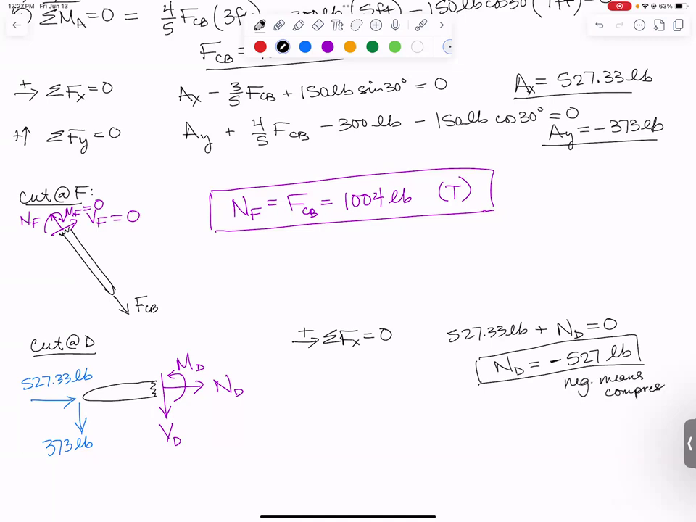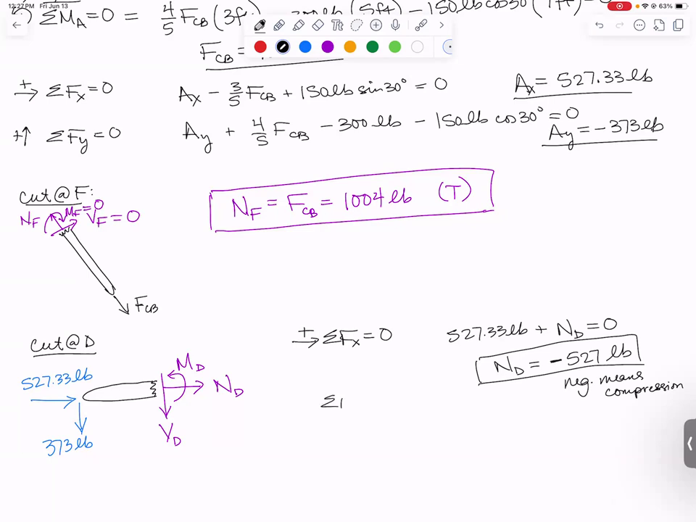And that could be really important, right? We're in a class called Mechanics of Materials here. We want to know if something's going to break or not. And there are some materials that break a whole lot sooner in tension versus compression. So knowing not just how big the force is, but also whether it's tension or compression does matter.